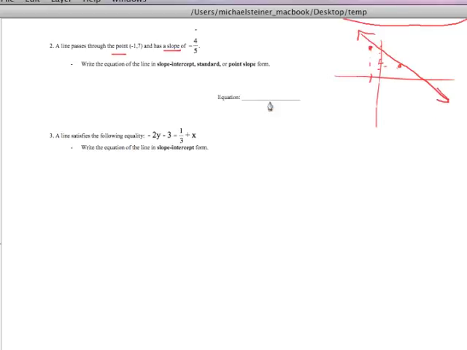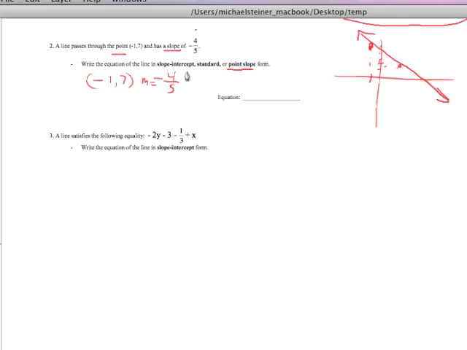But the nice thing about linear equations is that anytime you have a point and a slope, you can represent the entire set of points on that line. And that's the point-slope form. The point-slope form is if you have a point, in this case (-1, 7), and a slope, -4/5.